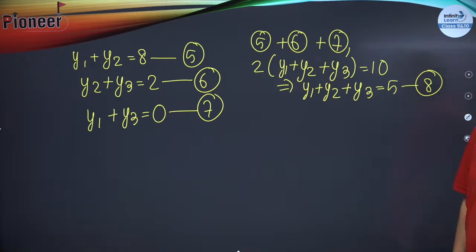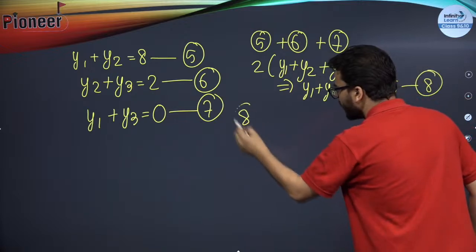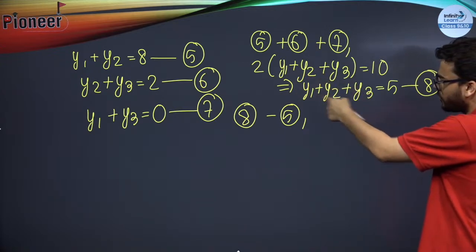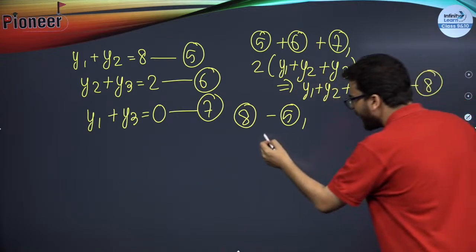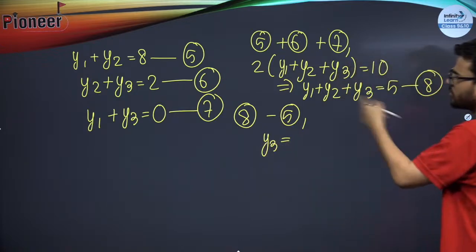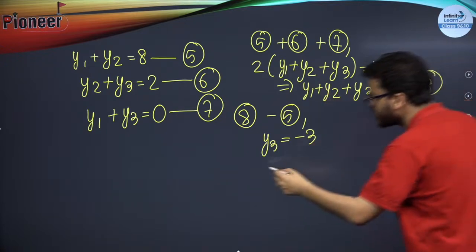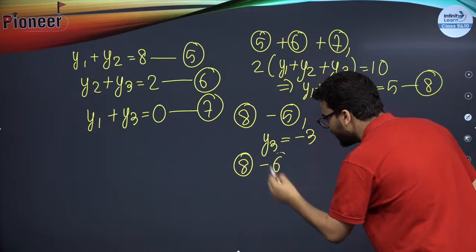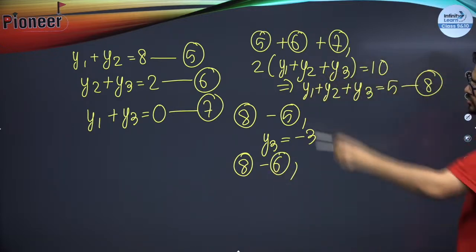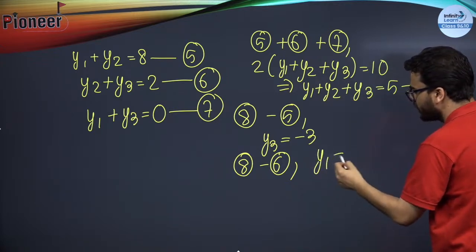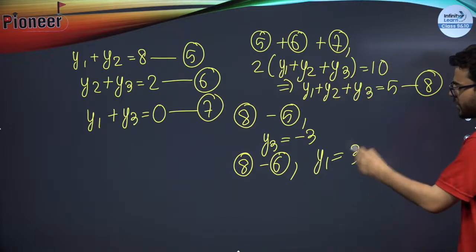Now we have to find separately the values of y1, y2, y3. So can I take equation 8 and subtract equation 5 from that? Equation 8 minus equation 5. So what will I get? You see y1 plus y2 will be cancelled out. So basically you will get y3 is equal to 5 minus 8, that is minus 3 over here. In the same manner, if I do equation 8 minus equation 6, you see y2 plus y3 will be cancelled out. So I will get the value of y1 over here. So y1 will be 5 minus 2, that is 3 over here, you see.